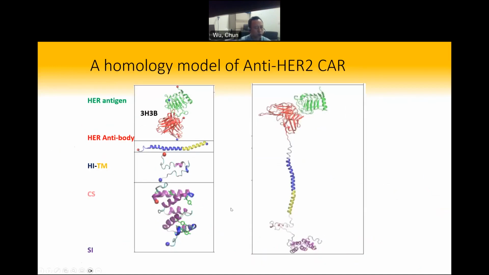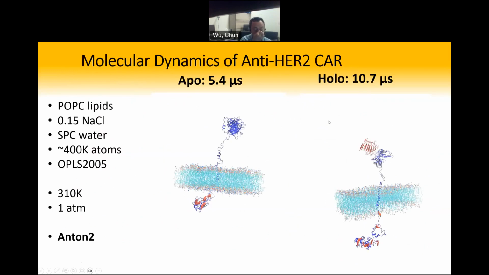So here's what we did. We built the homology model, and then we built this receptor, and this is the antigen, taken from the crystal structure. With that, we can do molecular dynamics simulation, and from the simulation we can easily see how the signal is transduced.